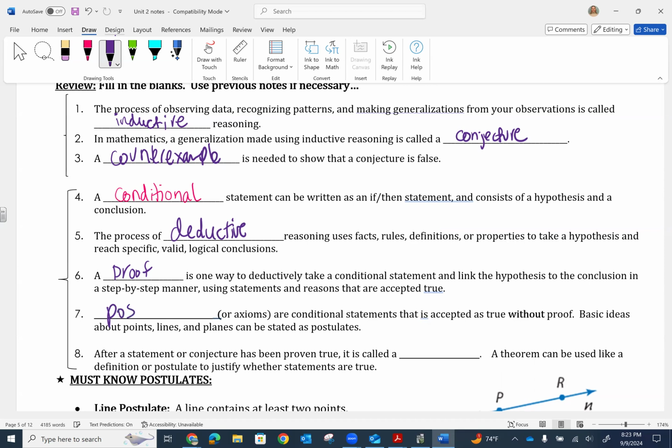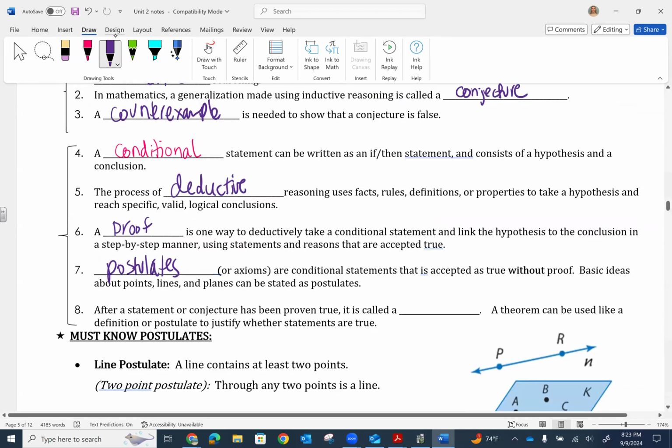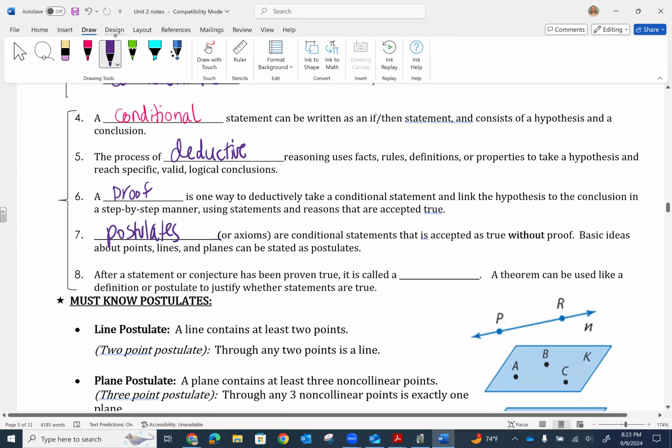Postulates, or axioms. We call them postulates pretty much in this course. Postulates are conditional statements that are accepted true without proof. They're basic principles, ideas about points, lines, and planes that can be stated as postulates. After a statement or conjecture has been proven true, it is called a theorem.